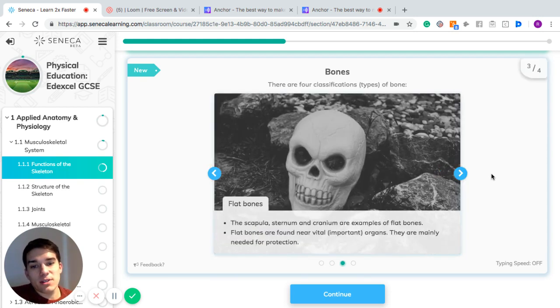Flat bones, some examples of those would be the scapula, the sternum, and the cranium. Now they're found near the vital organs, the really important organs, and they're mainly needed for protection.